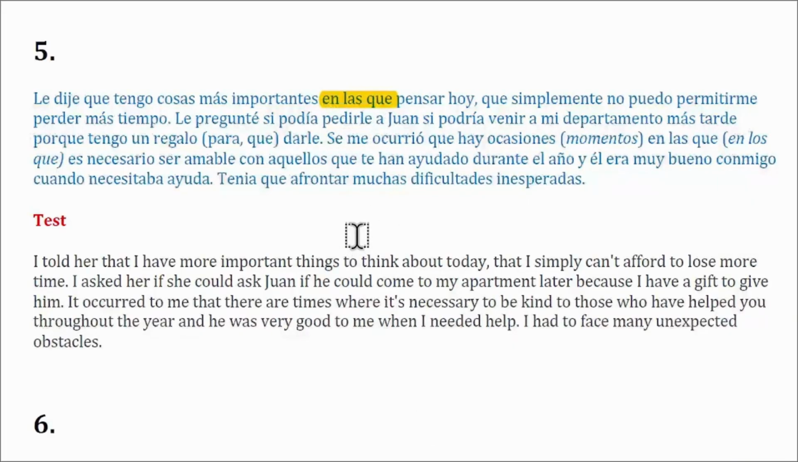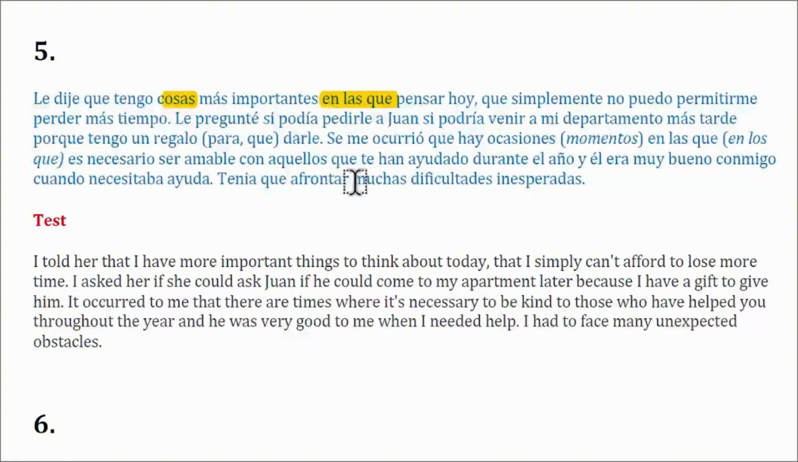Now this could be en las que, en los que, en lo que, or en la que, depending on what you're referring to. Here we're referring to cosas, many things to think about. So "in which" becomes en las que. This is where the las is coming from, the fact that we are referring to things, cosas, which is feminine and plural. We'll do a dedicated lesson on this to explain it properly later on in level 9.